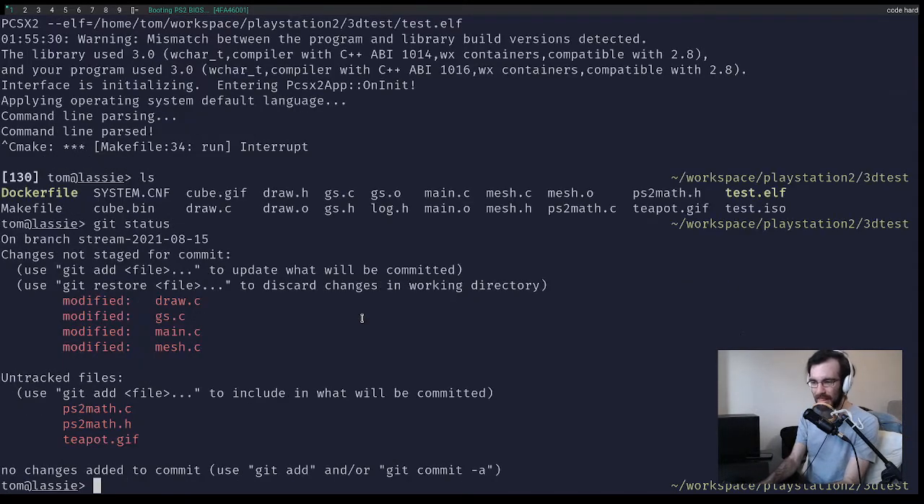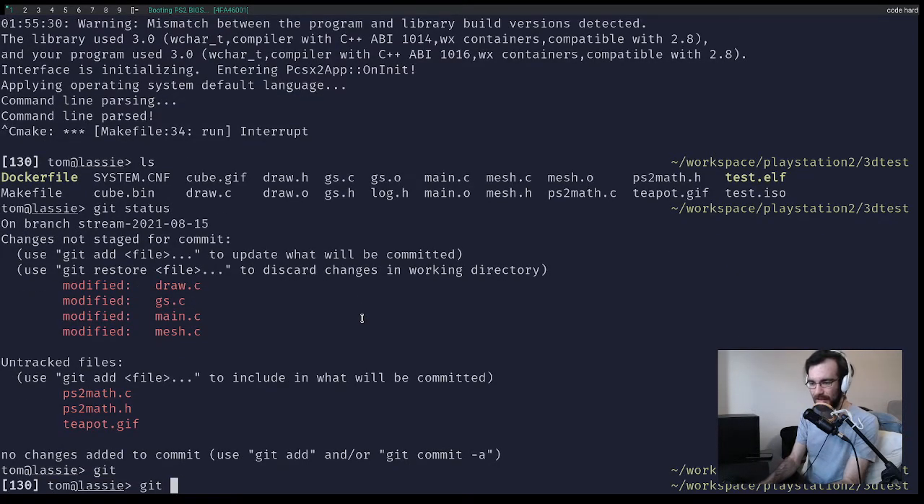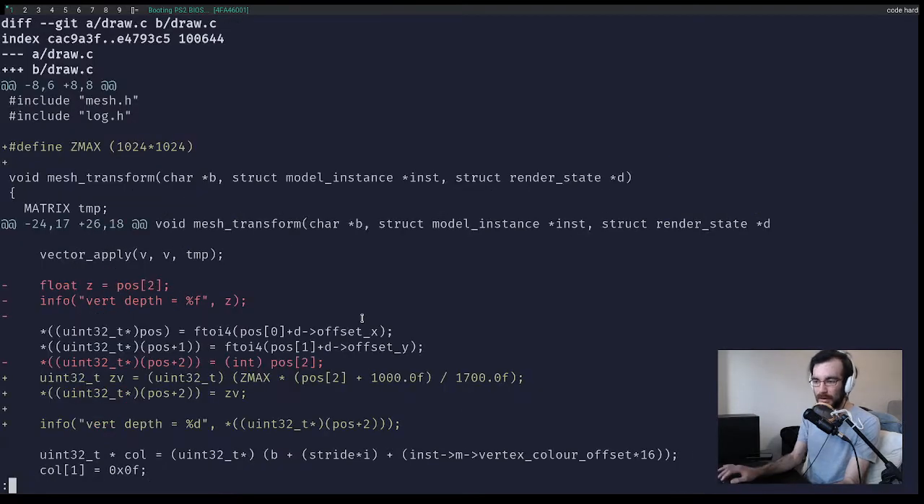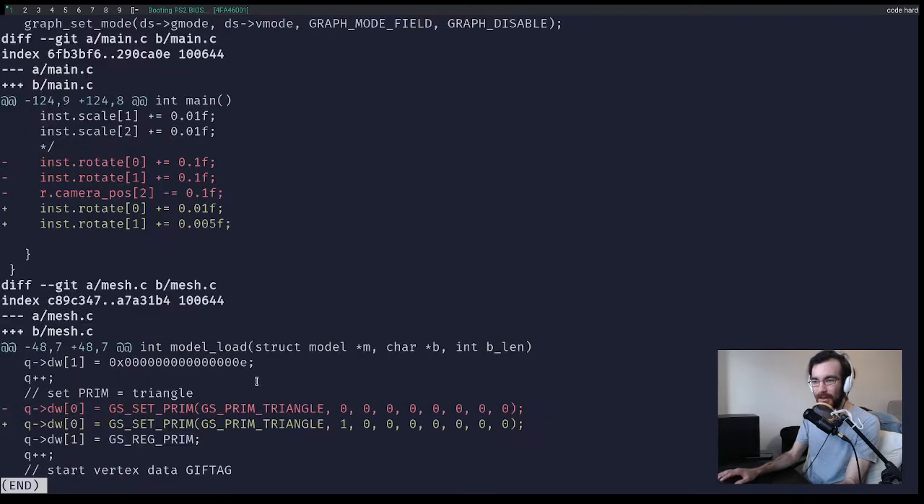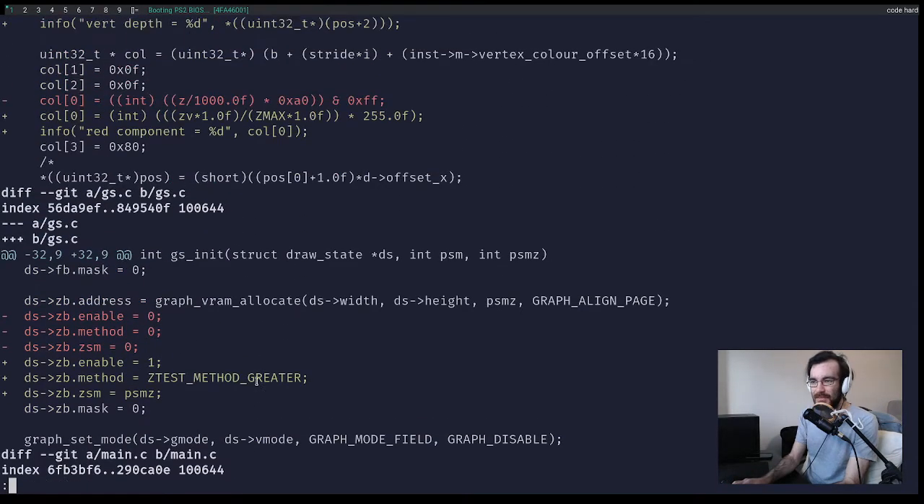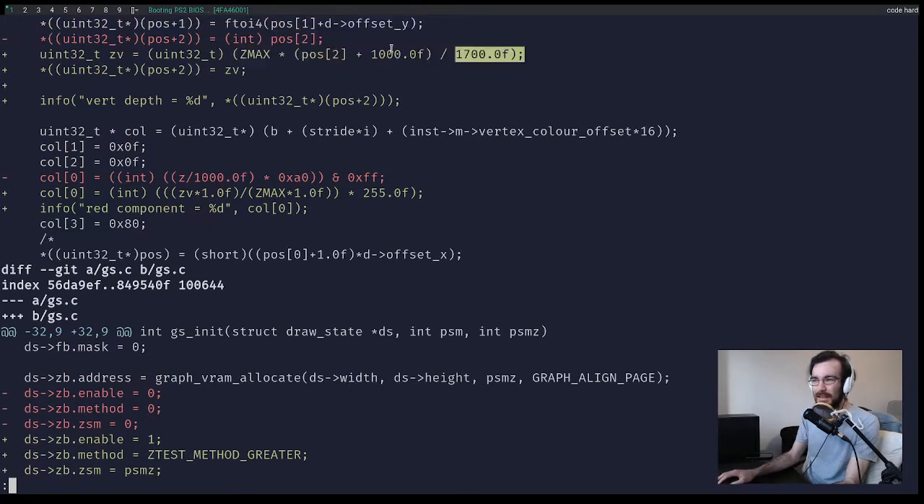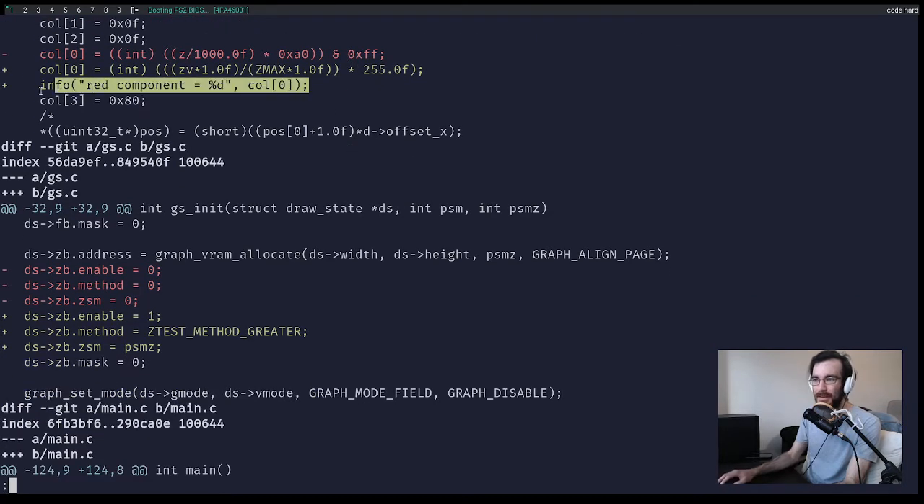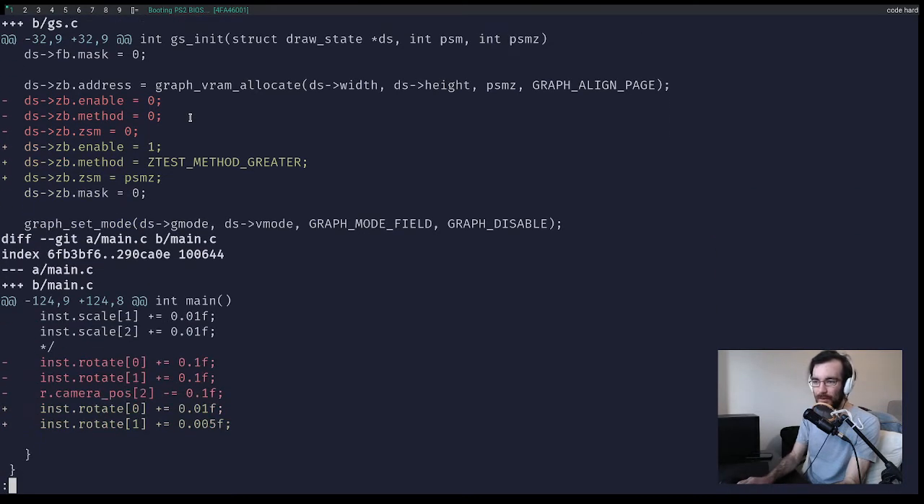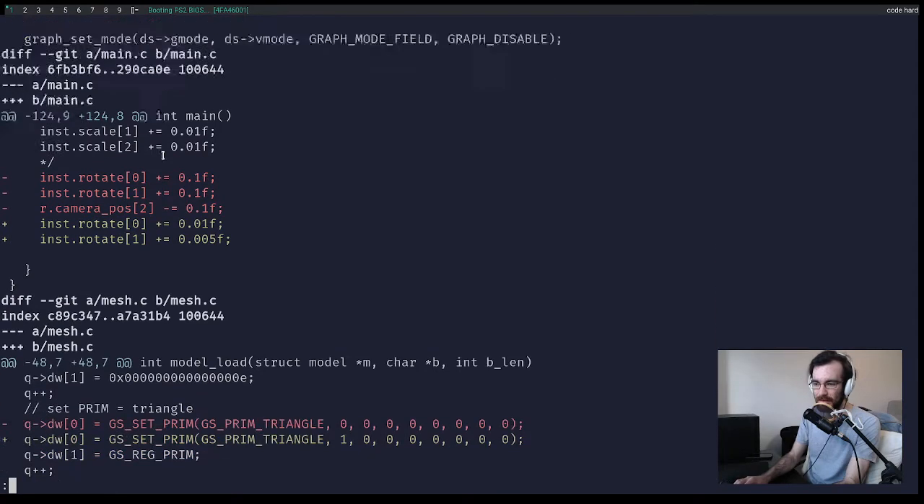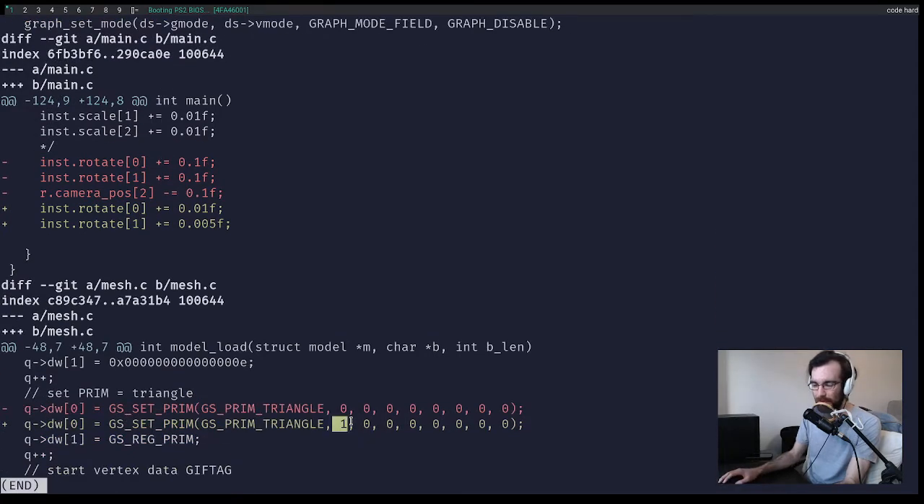Let's commit that, because otherwise, what are we actually committing? What have we done? We have calculated our Z differently on a different scale. This isn't really going to fly long term. We'll have to think about this logic. We'll get rid of this info. Happy with that. And then, yeah, we've turned shading on.